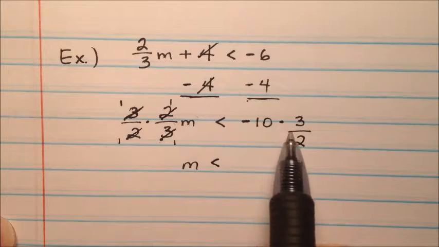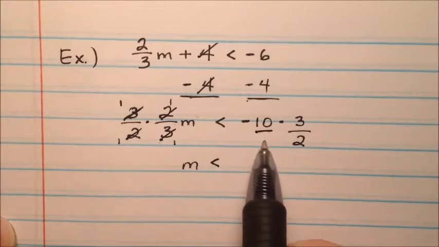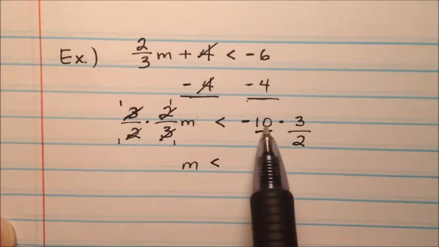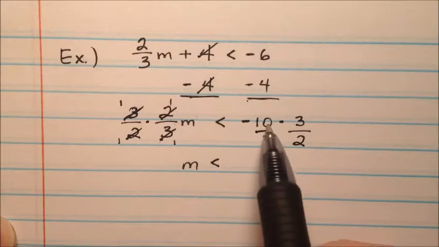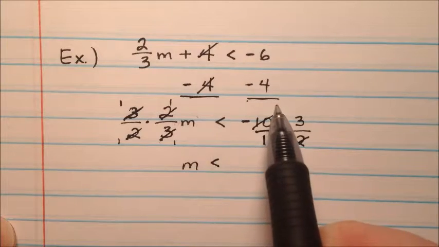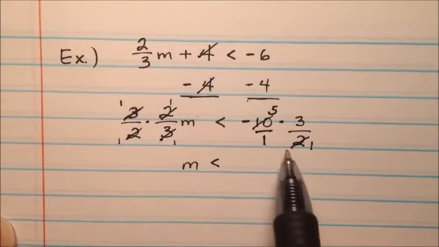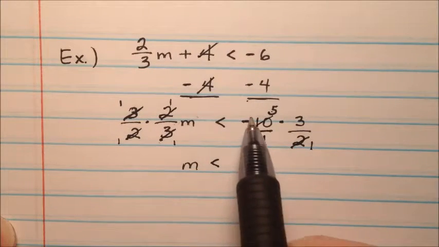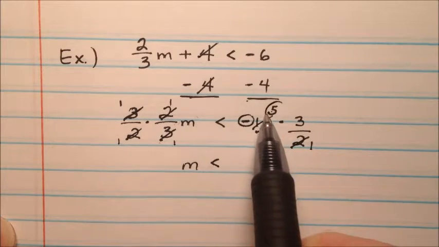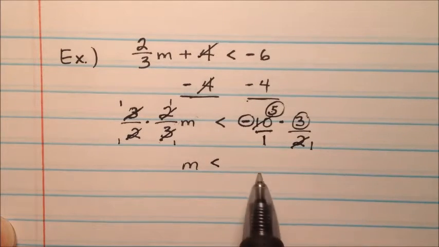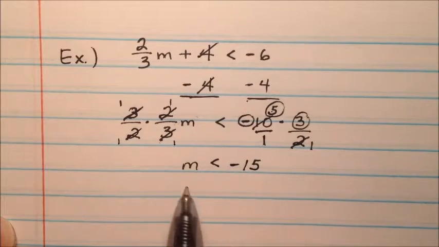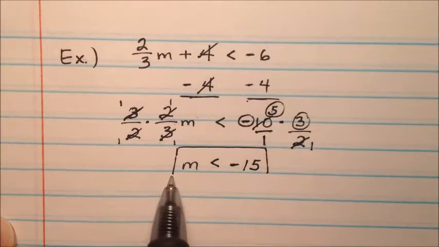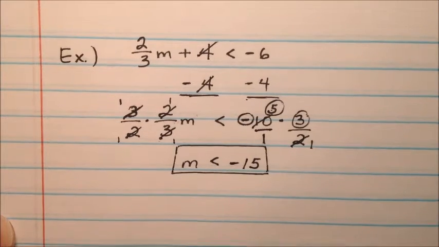And now I'm going to multiply this right side. I can do that, kind of make it easy on myself by putting that negative 10 over a 1. Now I have both of them as fractions. So the 10 and the 2 will cancel, because I can take a 2 out of both of those, and it will go down to 5 and 1 respectively. So now over here I have a negative 5 and a 3. So when I put them all together, I'll have m is less than negative 15. So as far as my inequality is concerned, here's my answer.